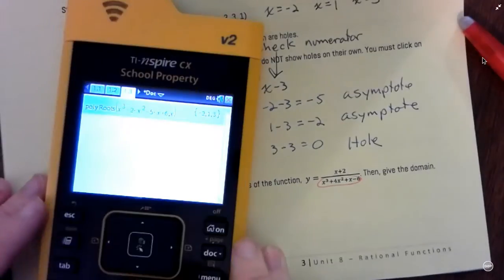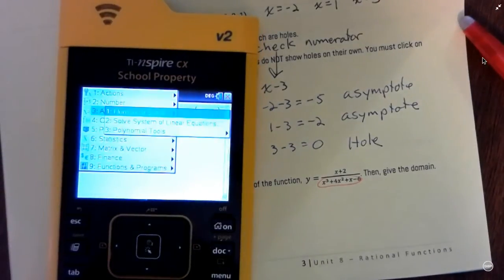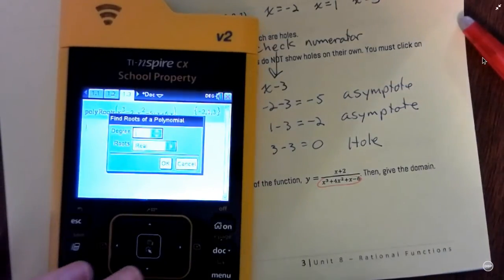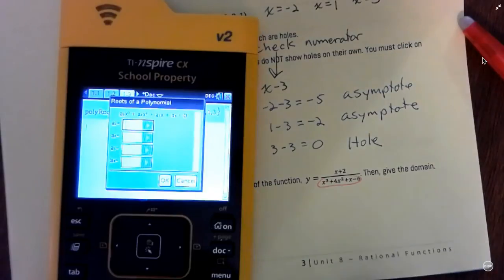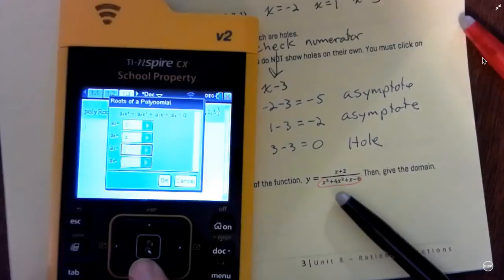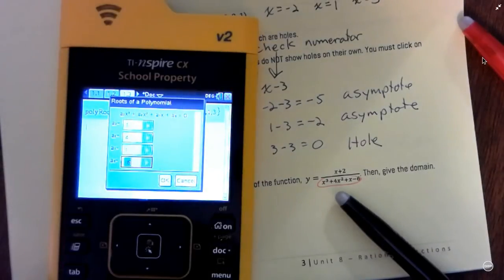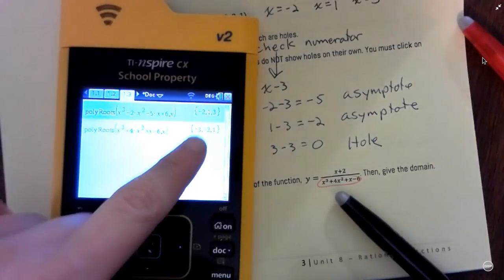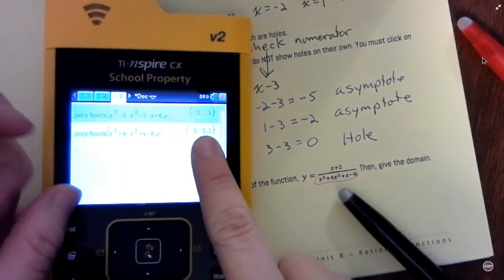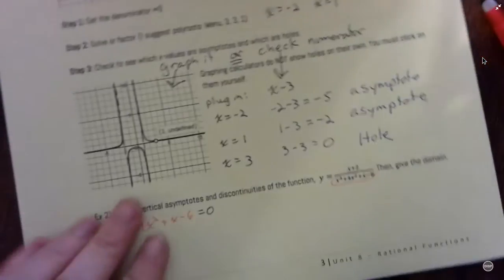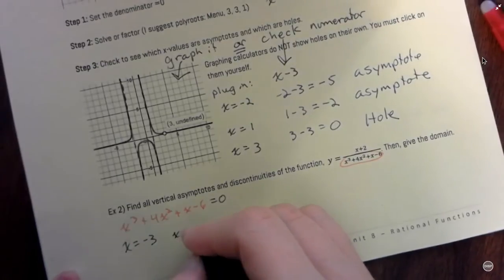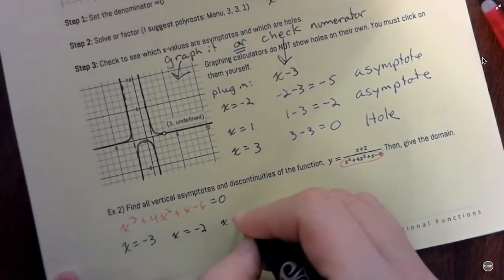So, menu 3, 3, 1. This one is going to be degree 3 also. Leave it at real. And then put in your coefficients: 1, 4, 1, and negative 6. Okay, so it tells us the 3 suspicious x values that we need to check are negative 3, negative 2, and 1. So let me write that down: x equals negative 3, x equals negative 2, and x equals 1.